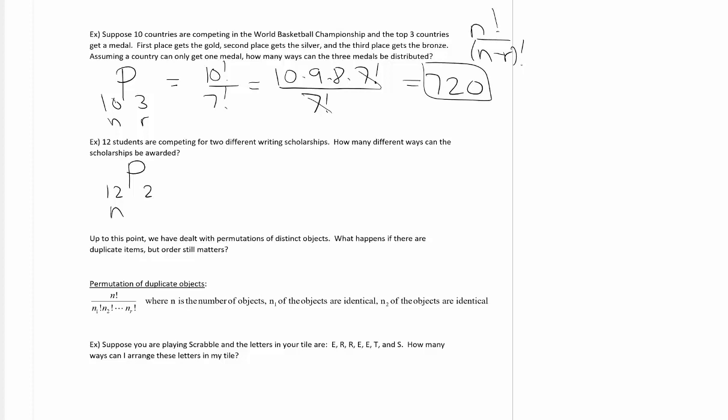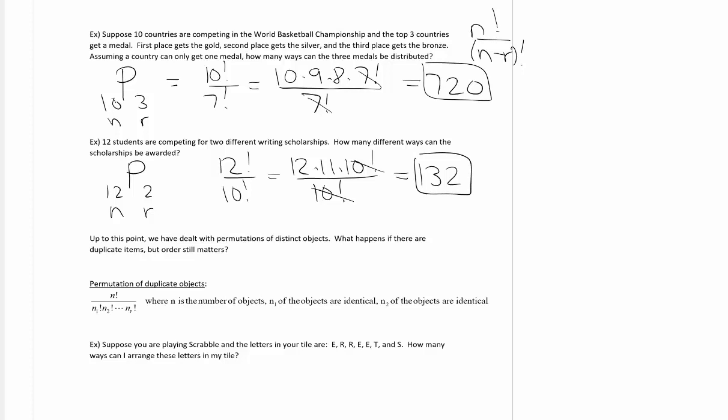So again, here's your n and r. So n factorial, that's 12 factorial. 12 minus 2, that's 10, so that's 10 factorial. So I'll write out 12 times 11 times 10 factorial. And this helps, I don't have to write all those extra numbers out. 12 times 11, that's 132. There's 132 different ways I can reward the 2 writing scholarships.